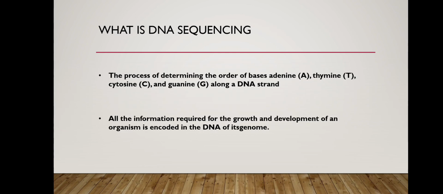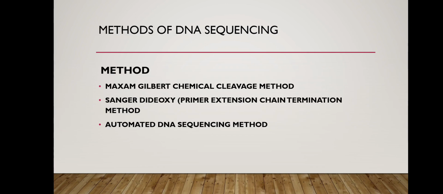What is DNA sequencing? The process of determining the order of bases adenine, thymine, cytosine, and guanine in a DNA strand. All the information required for the growth and development of an organism encoded in the DNA is the genome. Methods of DNA sequencing: the chemical cleavage method, then the primer extension chain termination method, and the automated DNA sequencing method.